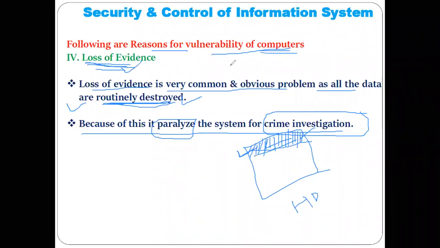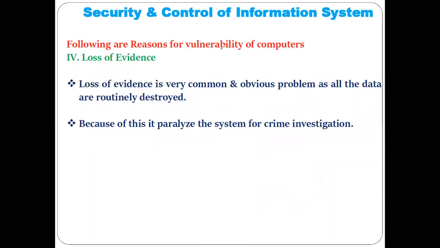What was the first reason because of which the computer becomes vulnerable? Capacity to store data in comparatively small space. Second? Complex structure, which cannot be understood by the normal users. Then third? Negligence. And the last one that we have discussed, loss of evidence from the computer system.